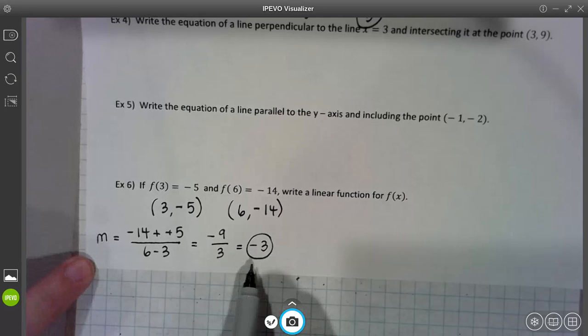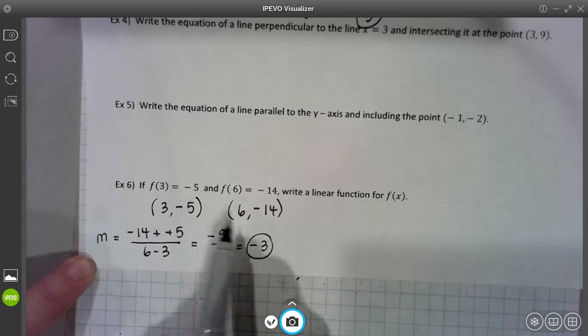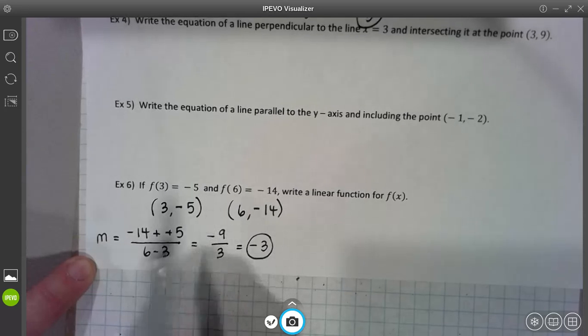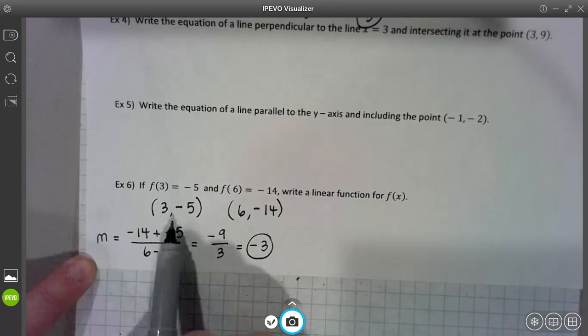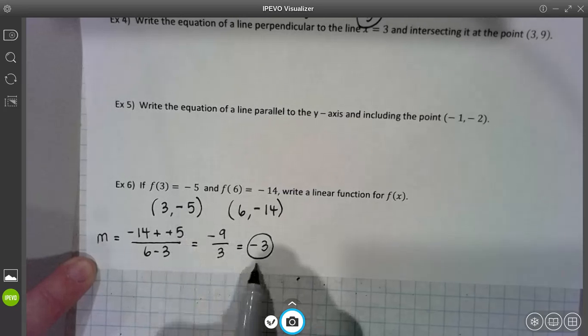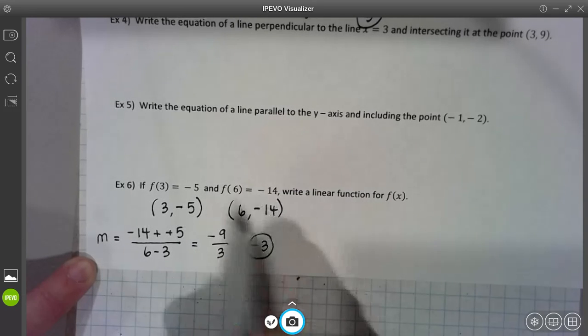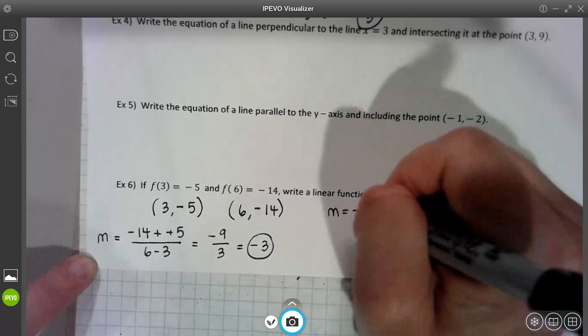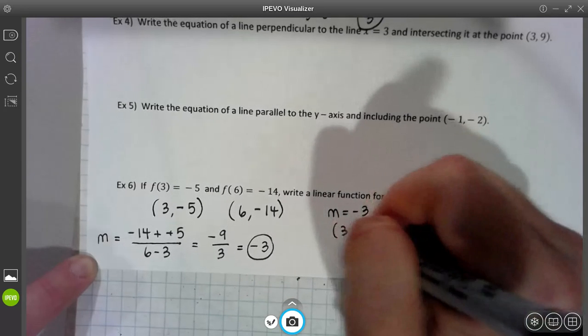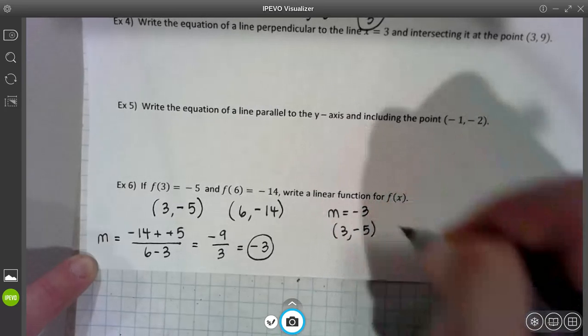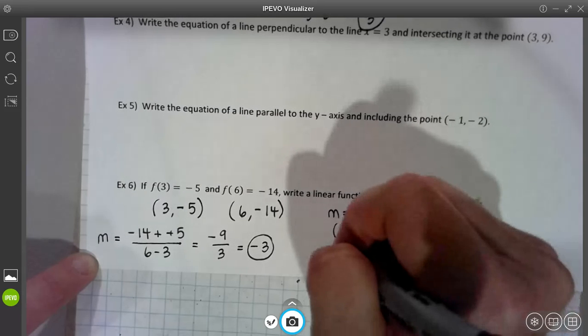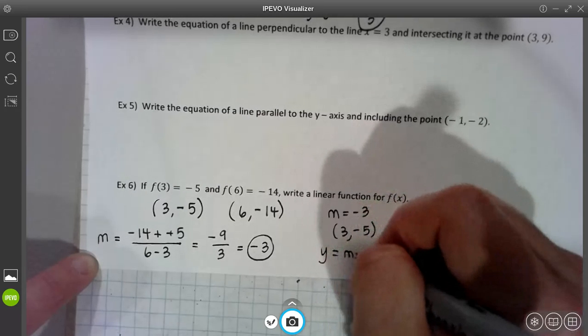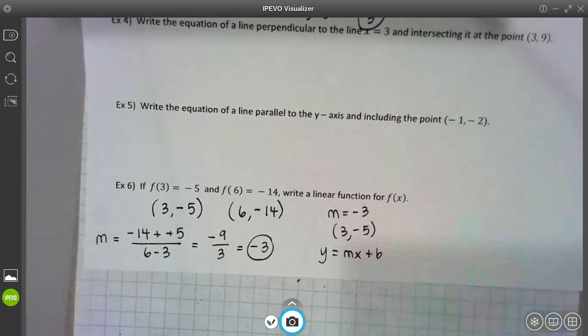So we're going to use this slope, and you guys are going to have to make a choice. Pick one of these points, but not both. I'm going to pick this one because the numbers are smaller. So I'm going to use this point, and I'm going to use this slope, and I'm going to forget about that point. All right, so my slope is negative 3, and I'm going to use the point 3, negative 5 as an x value and a y value. And I'm going to plug them in to y equals mx plus b, and I'm going to solve for b.